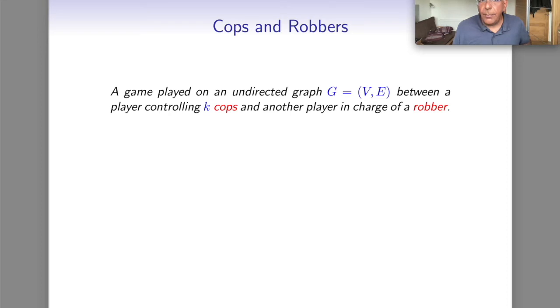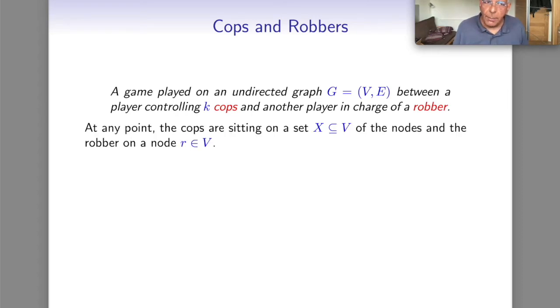So this is a somewhat different game from the ones we've seen before. We've seen a couple of different kinds of games, pebble games, bijection games, and so on, which are played on a pair of structures, such as graphs. This is a game played on a single graph between 2 players. One of them is in charge of a robber. The other one controls a team of K cops. The aim of the cop player is to catch the robber. The aim of the robber is to escape. And here are the rules of the game.